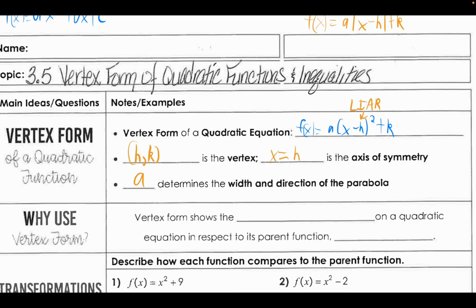Now, why do we want to use vertex form? Well, like I just mentioned, vertex form shows the vertex without having to do a bunch of math in order to find it. And same with the axis of symmetry. We don't have to use x equals negative b over 2a and then plug that number back in to find the y value of the vertex. And so it shows where it is in respect to the parent function, or compared to the parent function, f of x equals x squared. It tells us it moves left and right and up and down a certain amount, telling us it moves from 0, 0 to the new numbers.